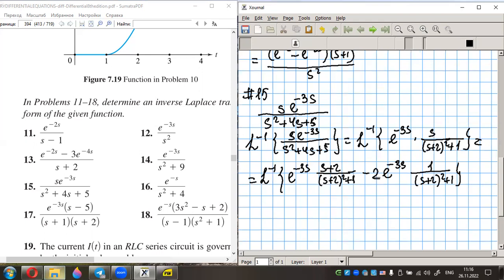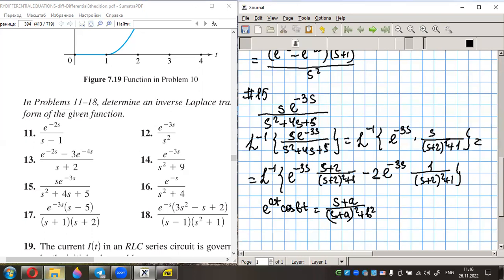Could you please repeat? I want to use the formula for e to the at cosine bt. It's equal to s plus a over s plus a squared plus b squared. Do you remember this formula?